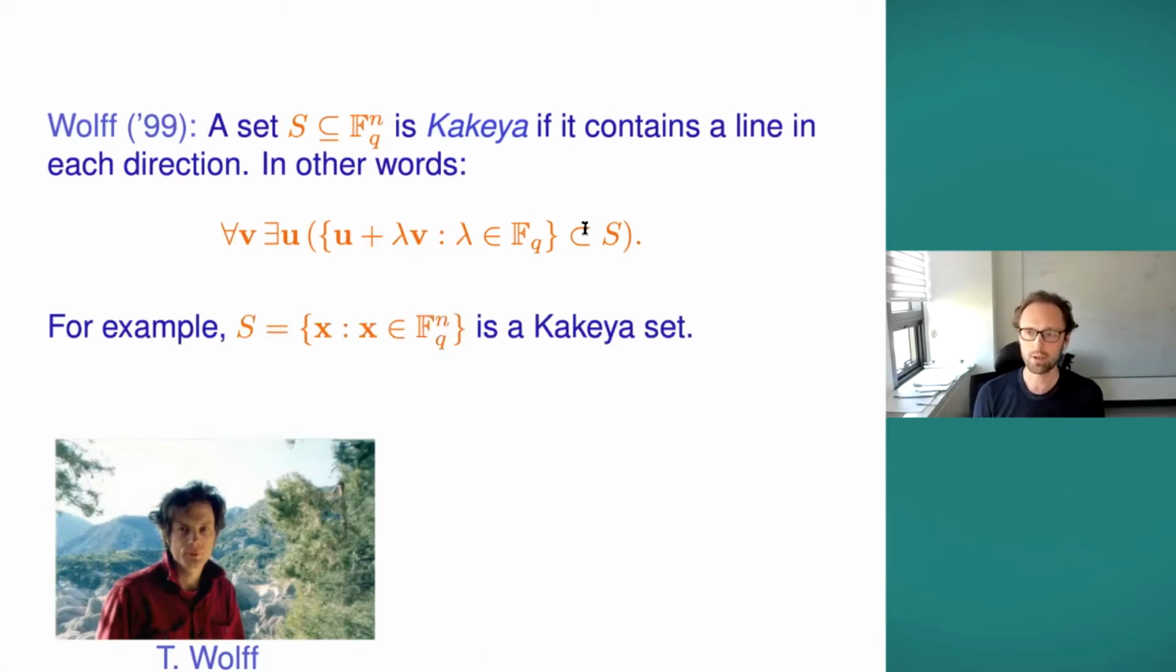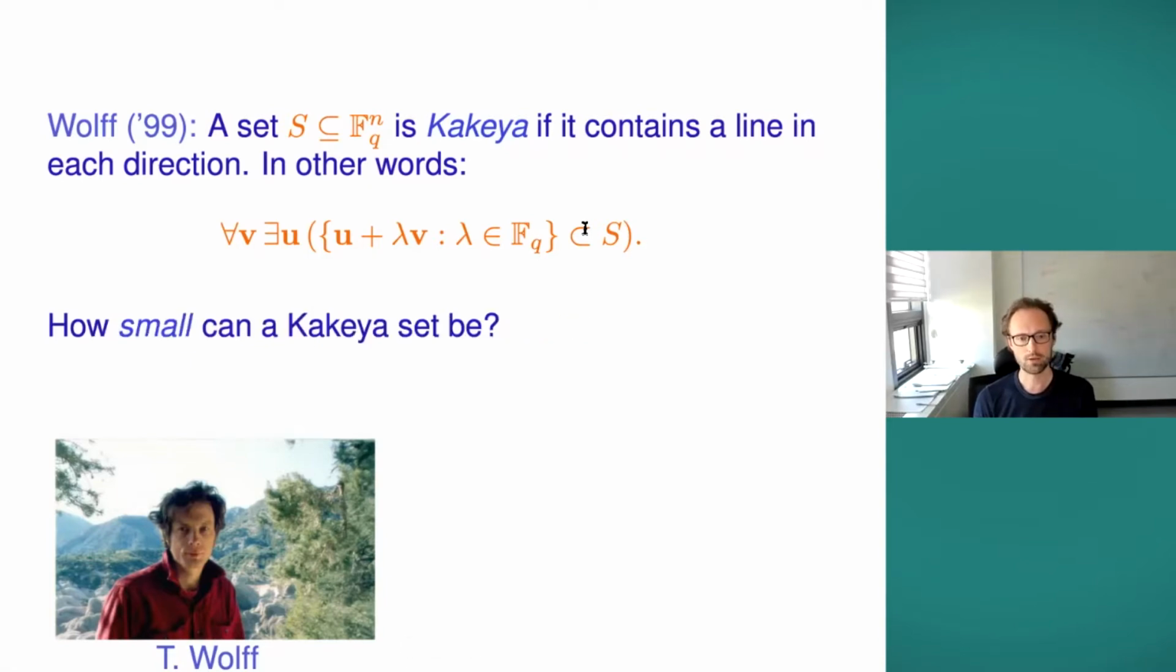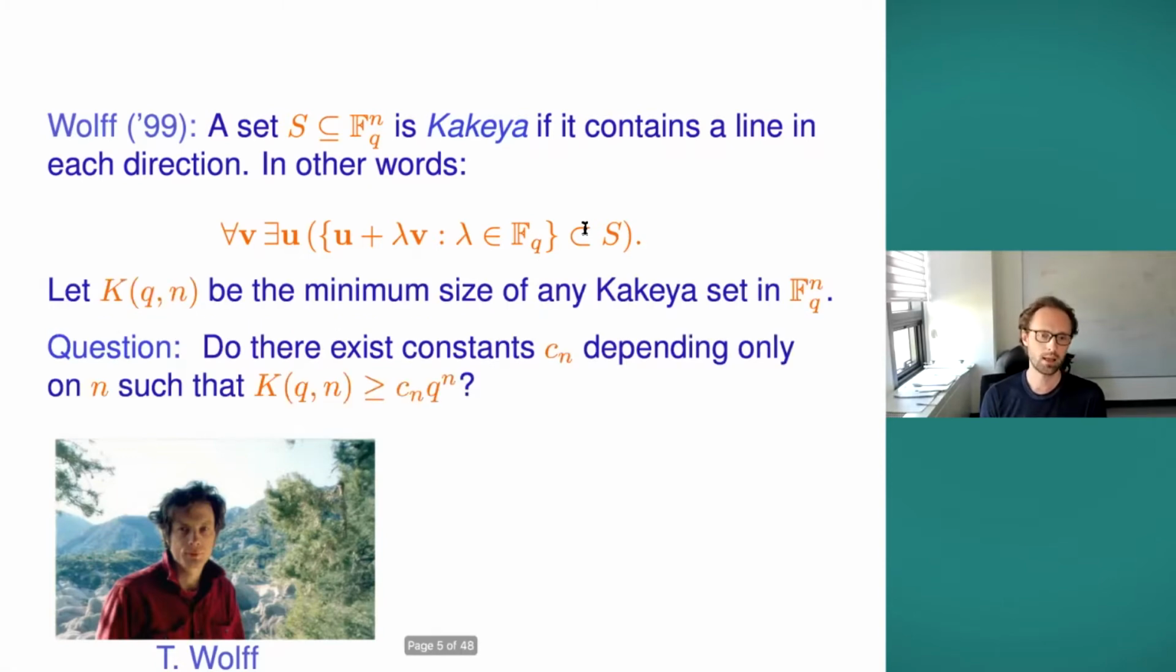The most trivial example of a Kakeya set is the set of all points. This contains every line, and in particular, it contains a line in each direction. So the interesting combinatorial question is, how small can a Kakeya set be? Wolf's specific question was, does there exist a constant C such that the size of a Kakeya set is bounded below by C times Q to the n? Q to the n is the number of points in the entire space. So the question is, is it true that every Kakeya set has positive density?